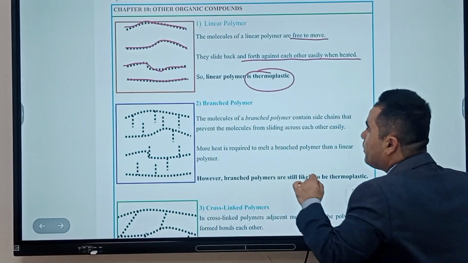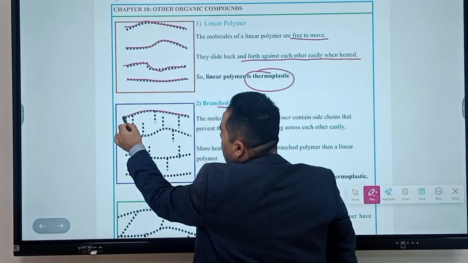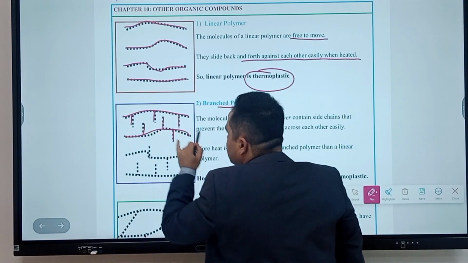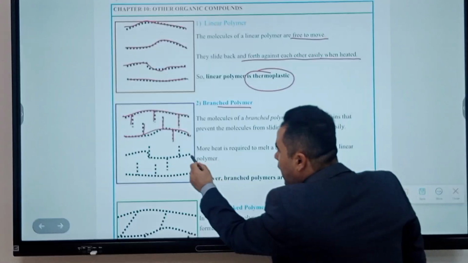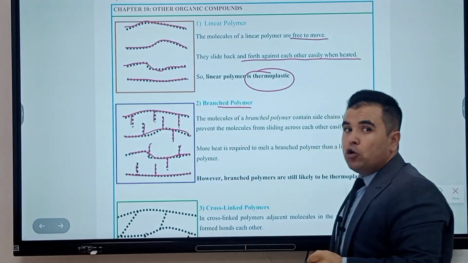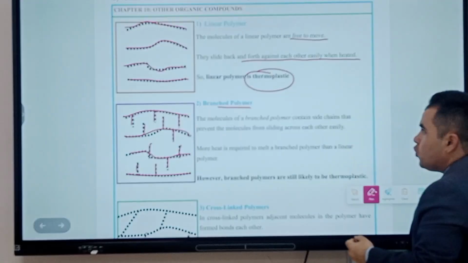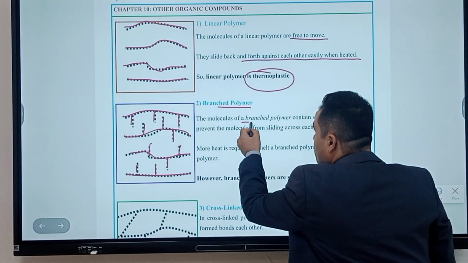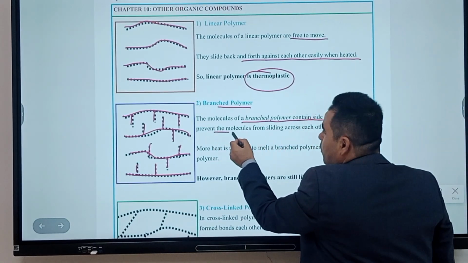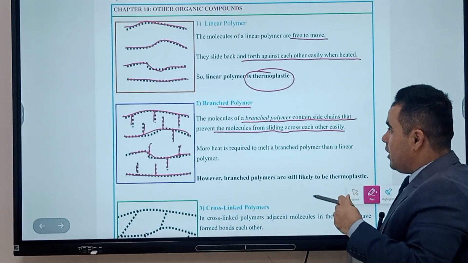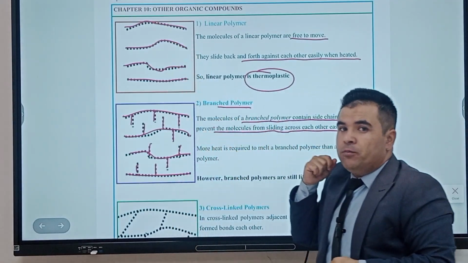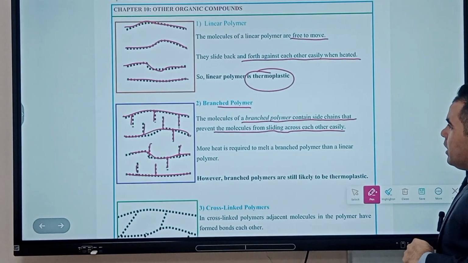The second type is the branched polymer. As you can see here, we have branches from the chains. When we have branches from the chains, it becomes a branched polymer that is somehow stronger than the linear polymer. The long molecule of the branched polymer contains side chains that prevent the molecules from sliding across each other. They will not be able to slide on each other as the linear polymer does, which has no branches in between the chains.